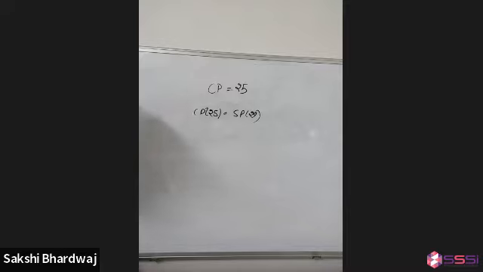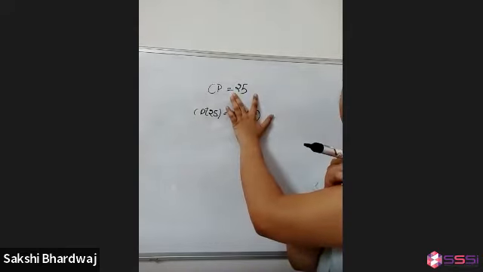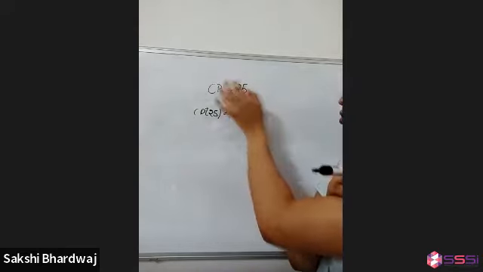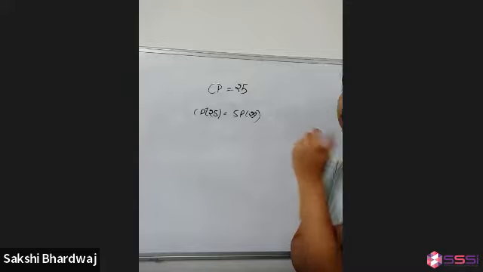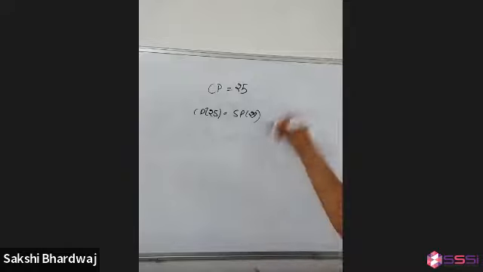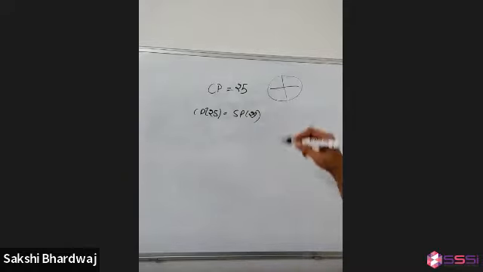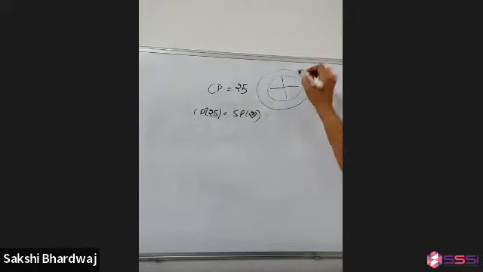Cost price of 25 articles is equal to selling price of 20 articles. That means for the money with which you bought 25 articles, in the same money you can sell only 20 of them. So for whatever amount you bought something, the same thing you can sell in rupees 20. Okay?